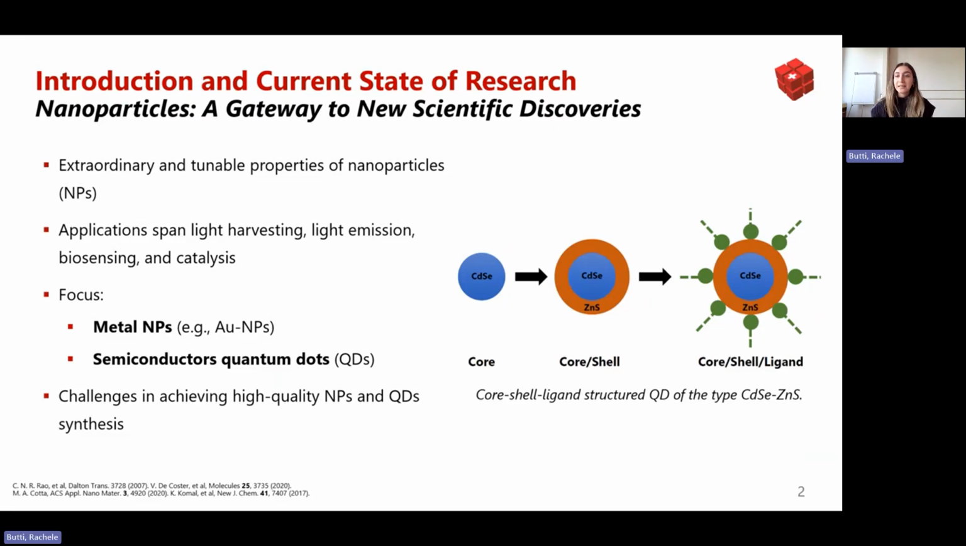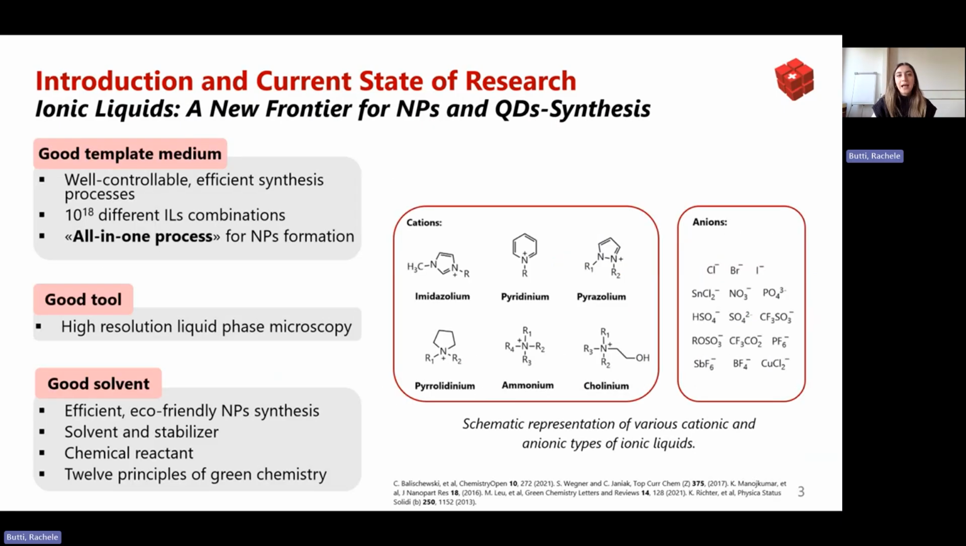So what we want is a more environmentally friendly, greener alternative synthetic strategy. And for this, we can consider ionic liquids, which represent a new frontier for the green synthesis of nanoparticles and quantum dots. But what are ionic liquids? Those are molten salts composed of bulky cationic and anionic species, as you can see on the right side of the slide.